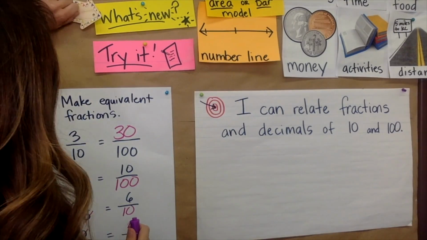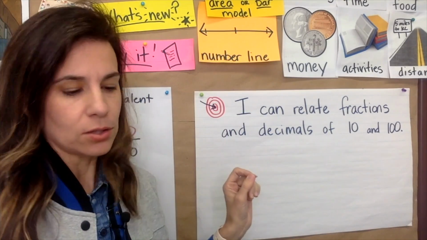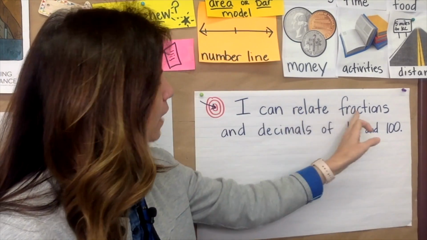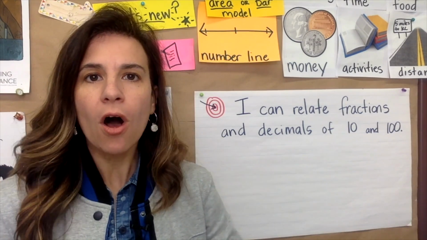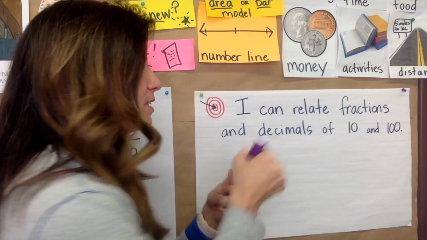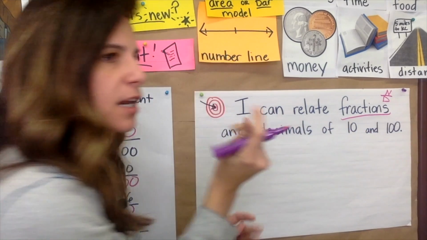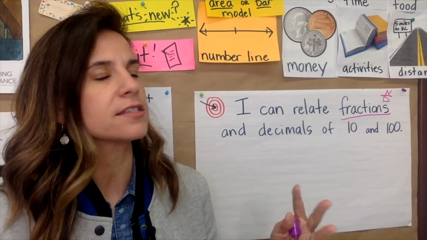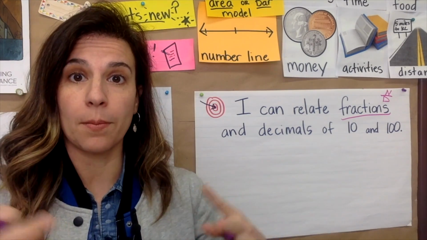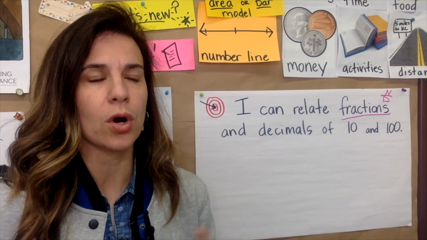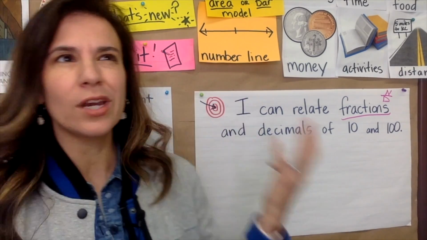For what's new, we are moving into decimals, like I said. Here's our learning target. I can relate fractions and decimals of 10 and 100. We're going to use all that we know about fractions. So let's underline fractions. We know numerator out of a denominator, but we also know that fractions are telling us the parts out of a whole. So it could be something that's broken up into parts less than one, or it could be a set of something. And decimals, okay, what do we know about decimals?